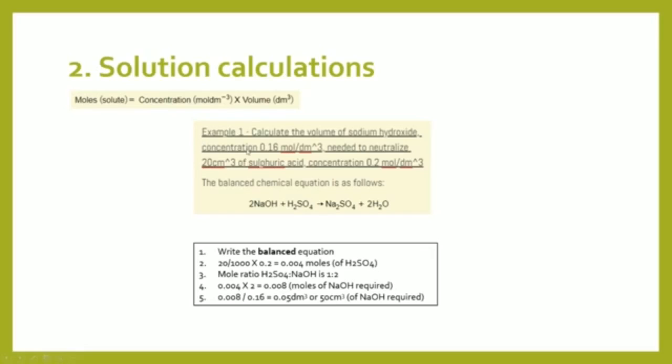by concentration. They give you the concentration, which is 0.16. All you need to do is 0.08 divided by 0.16, giving you 0.05 decimeters cubed or 50 centimeters cubed, which is the volume of NaOH or sodium hydroxide that is required to neutralize that specific amount of sulfuric acid.